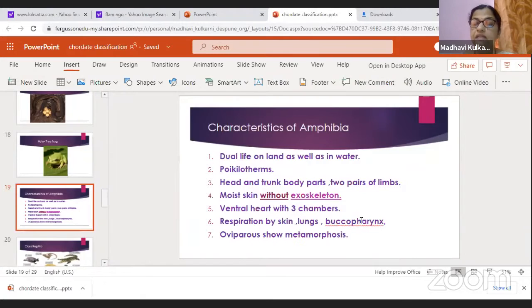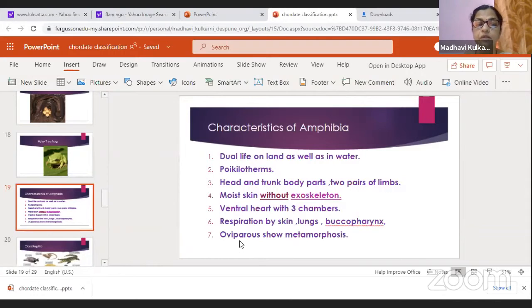In addition to that, the third point is included here, the buccopharynx or the buccal cavity in case of frog also helps to absorb some of the oxygen. So skin and lungs are main respiratory organs. Skin does respiration throughout 24 hours and with the help of lungs, they do respiration only when they are on the land, and buccopharynx, on the land or in the water, can absorb oxygen.